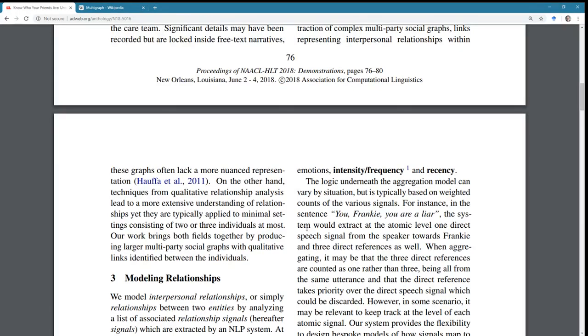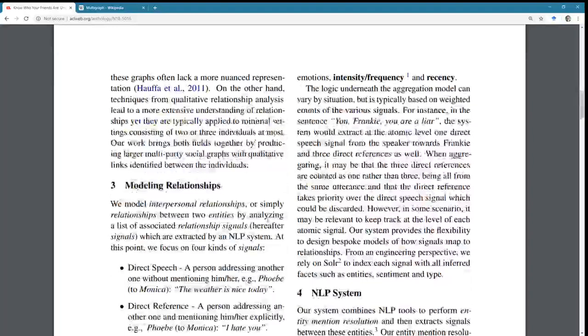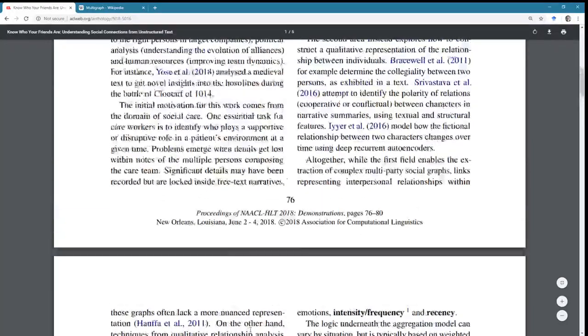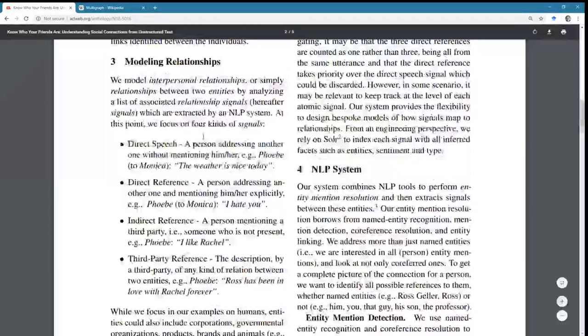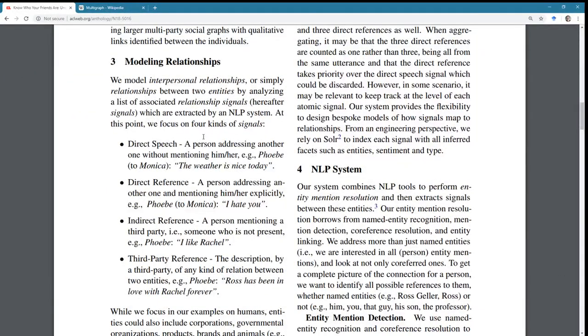All right. On the other hand, techniques from qualitative relationship analysis lead to a more extensive understanding of relationships, yet they are typically applied to minimal settings consisting of 2 or 3 individuals at most. Yes, it takes forever. Our work brings both fields together by producing larger multi-party social graphs with qualitative links identified between the individuals. Okay, so the specific qualities are the work that they've talked about earlier. The qualities are things like cooperative or conflictual, or like whether or not they're being collegial. So each edge has some sort of label applied to it, and there's the set of labels.